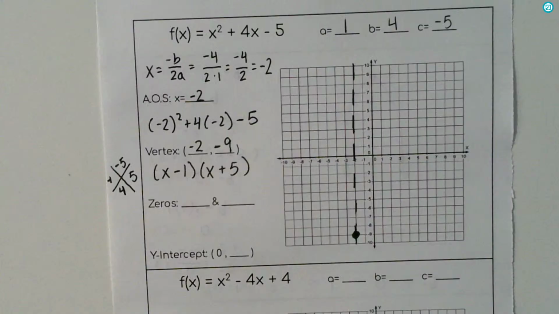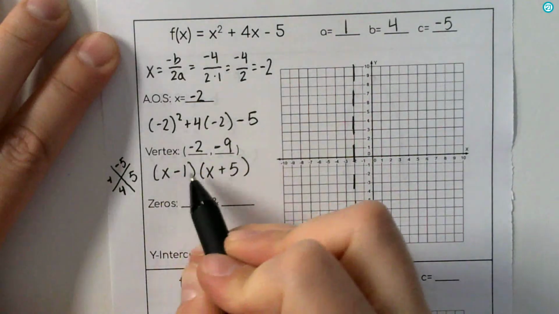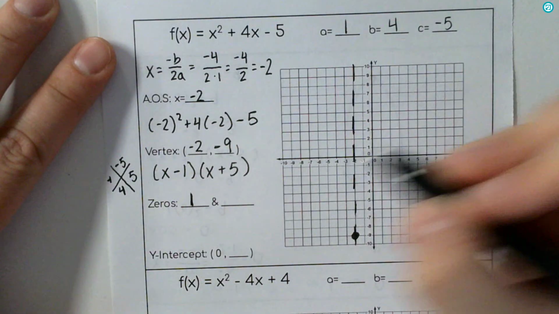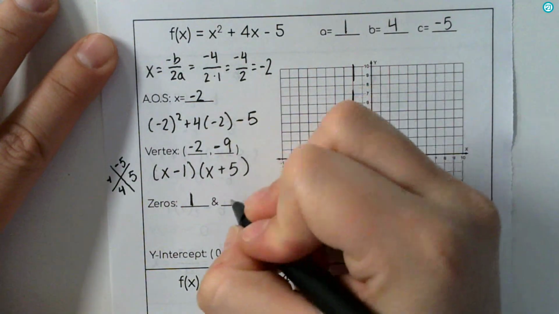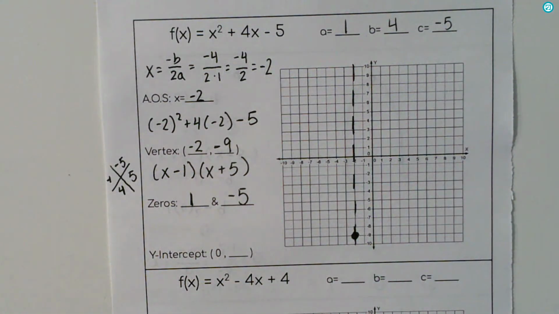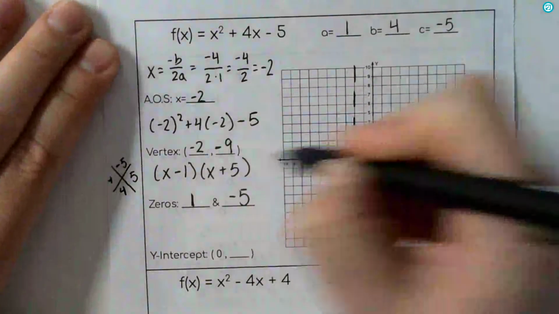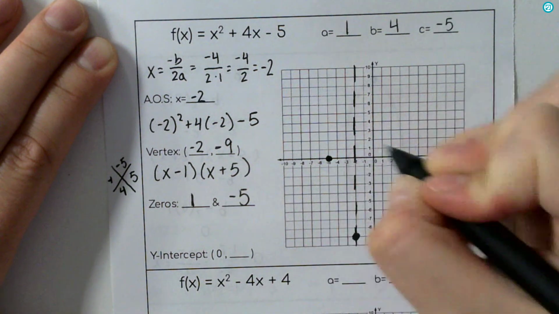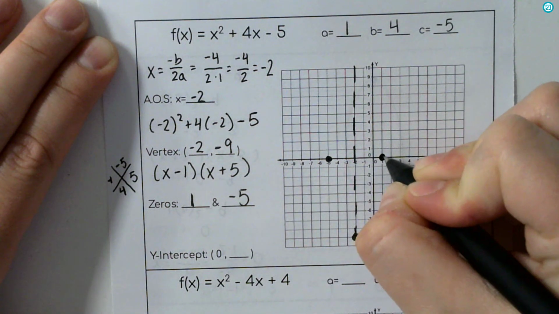Okay. If that's my factored form, my zeros are the opposite. So x minus 1 equals 0, so my zeros are positive 1. X plus 5 equals 0, my other zero is negative 5. Okay. So then on our graph, on the x-axis, we can put a point at negative 5 and positive 1.